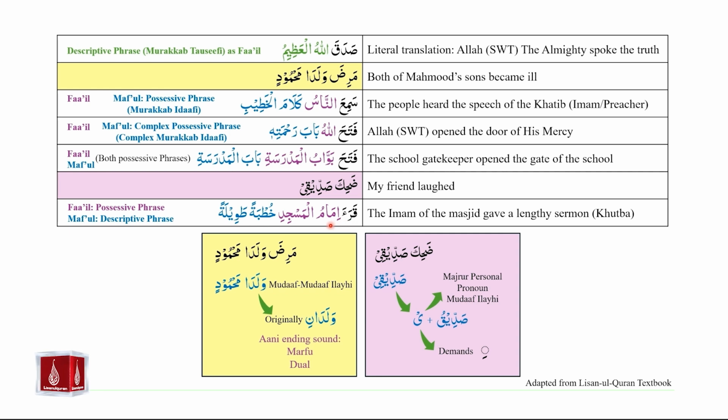Qara'a imamul masjidi khutbatan tawilatan. In this example, imamul masjidi is the fa'il. It is a murakkab izafi or possessive phrase because imamu, which is the mudaf, is marfu, and khutbatan tawilatan is the maf'ul, which is a descriptive phrase. Khutbatan tawilatan is maf'ul because khutbatan tawilatan is mansub. The Imam of the masjid gave a lengthy sermon or a lengthy khutbah.